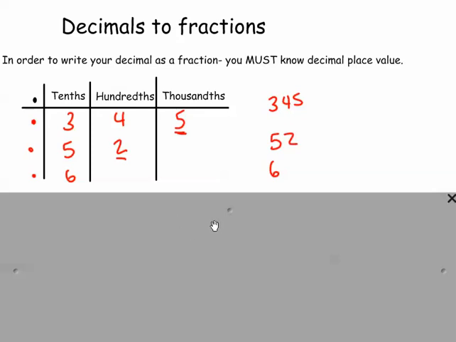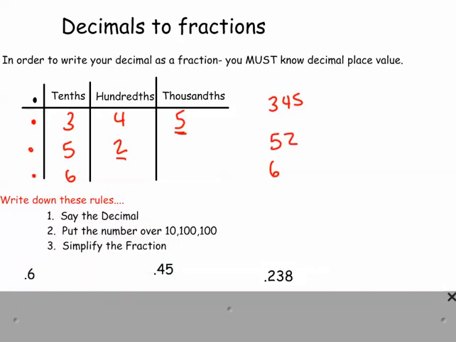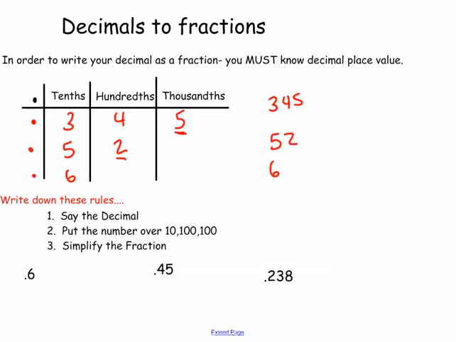Okay? So that place value is really important, and it's going to be really important as we go from decimals to fractions. So now is where you're going to begin to write down some rules. Just listen for a second, and you can stop the video in just a moment and write down those rules. So to go from a decimal to a fraction, the first thing you want to do is simply say the decimal. So let's go back. We'll just keep these examples. Don't write anything yet, just wait. So you're going to say the decimal. So we just talked about this one.